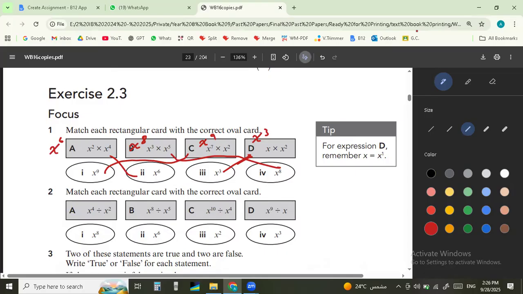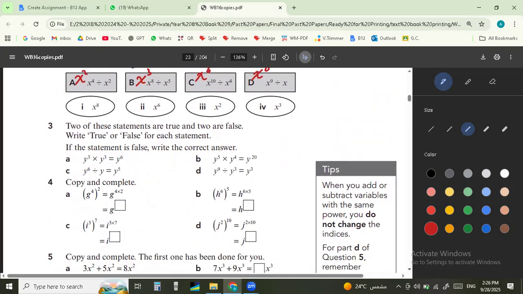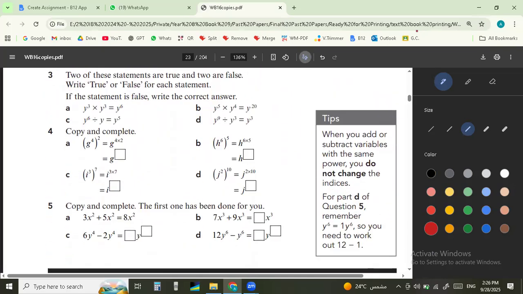Question 2, match also, but x to the power of 4 divided by x to the power of 2, minus the indices, so it is x to the power of 2. I'm going to just write over here. Here is going to be x to the power of 3. Here is x to the power of 6. And this is x to the power of 8. Just subtracting the indices.